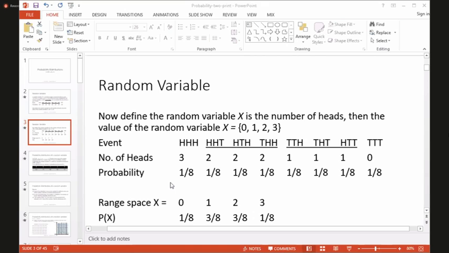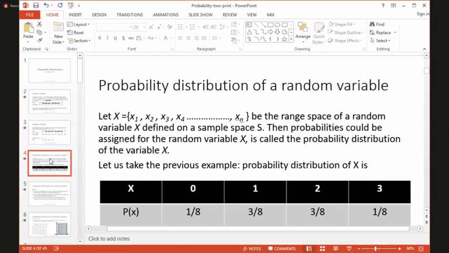Remember how we get these probabilities, right? To quickly go to the next one. Next slide. This is the range space. Normally it is 0, 1, 2, 3. So generally we have the random variable, likewise x1, x2, x3, x4. This is a range space, of course.